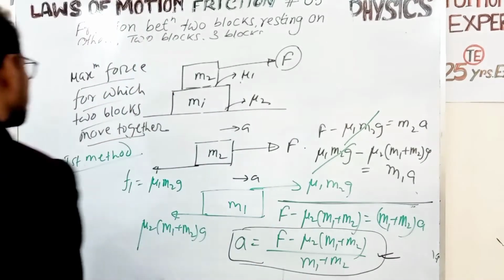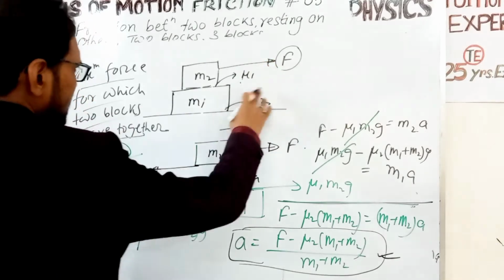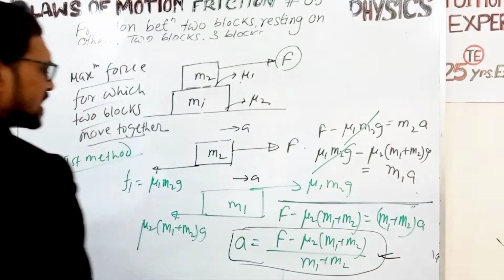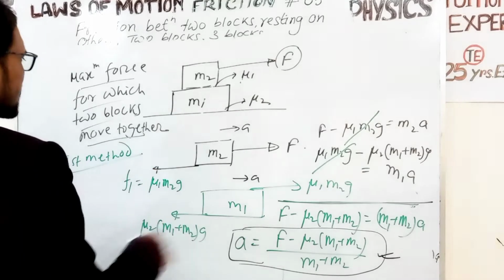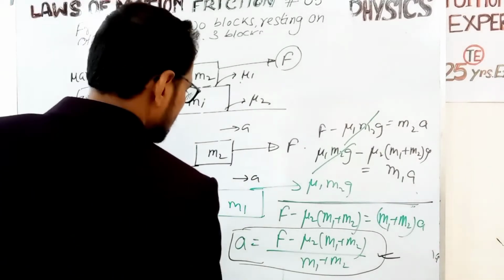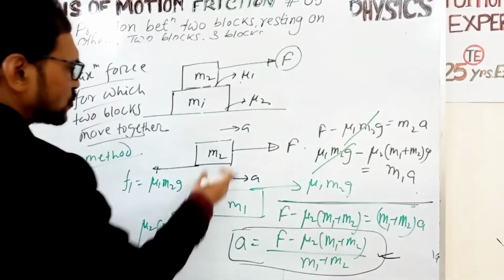Here two questions may arise. If the force is given, find the acceleration of the two blocks. So this is the answer. And if we are asked what is the maximum force for which the two blocks move together, first you find the acceleration of this block for which no force is applied.